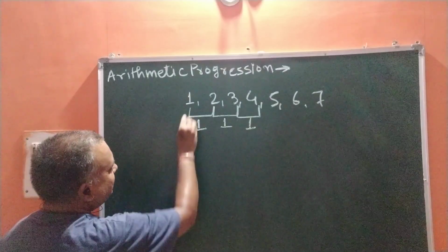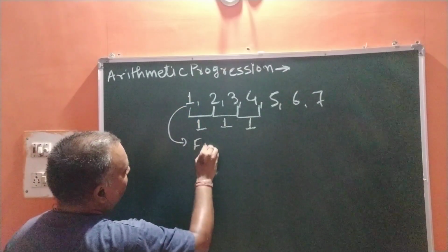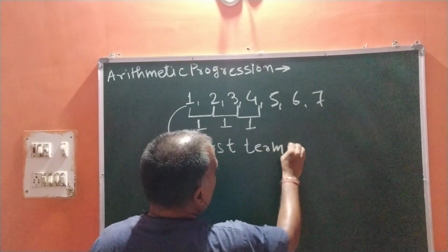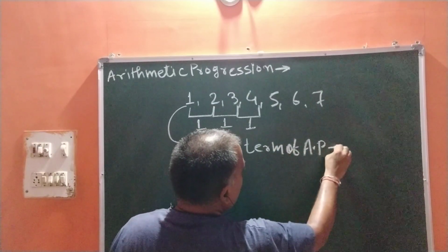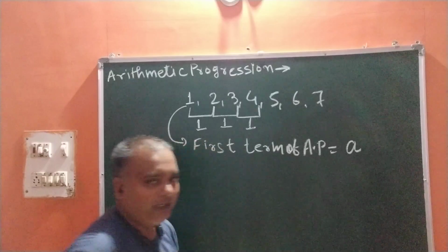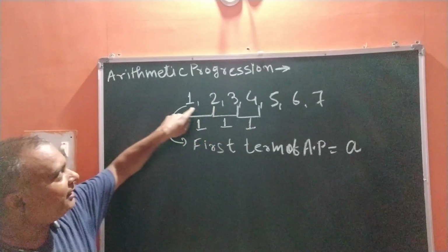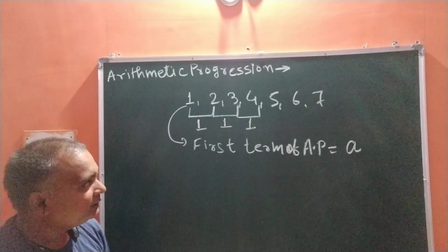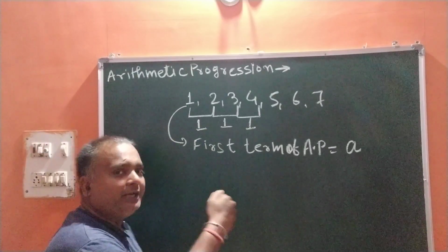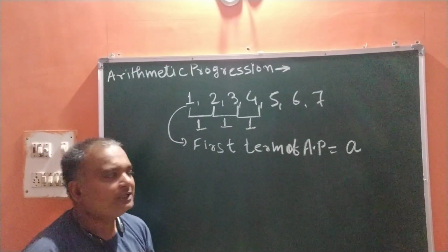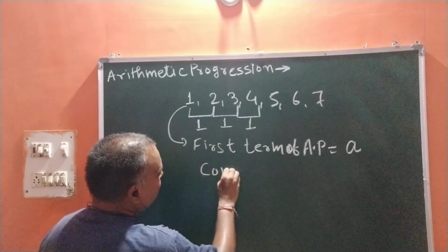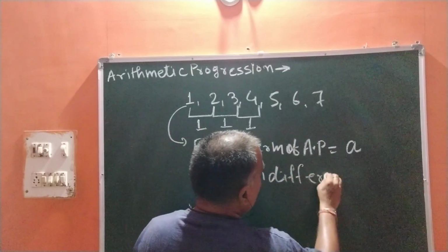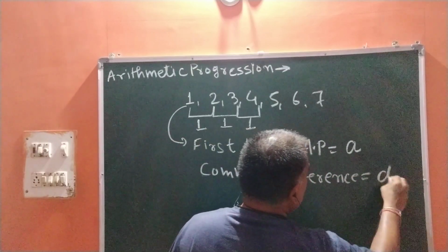So we can say 1 is the first term of the AP. I repeat, A1 is the first term of the AP, and it is represented by the symbol a. Now, what is the difference of the second term minus the first term? It is 1. Again, the difference of the third term minus the second term is again 1. So, since the difference of each next term to the previous term is constant, we can say the difference is known as the common difference, and it is denoted by d.